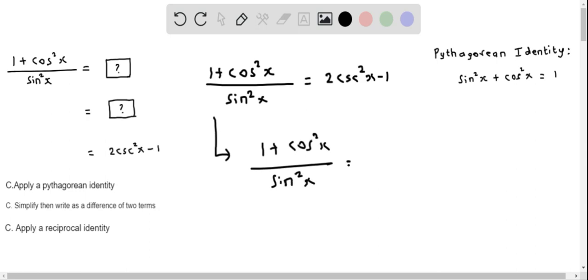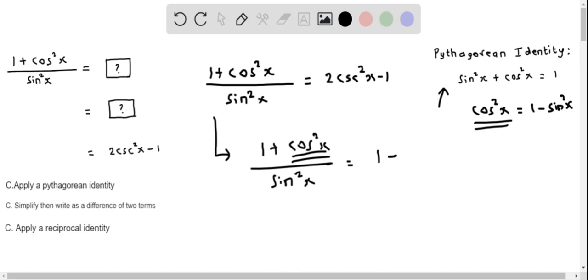First, I'm going to rewrite the numerator expression using the Pythagorean identity, that is sin squared x plus cos squared x equals 1. In this, I'm going to subtract sin squared x from both sides and then solve for cos squared x. So I will have cos squared x equals 1 minus sin squared x. Therefore, I can replace this cos squared x in this expression with 1 minus sin squared x.